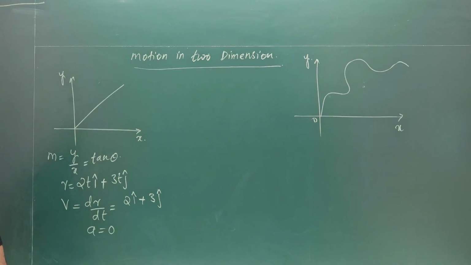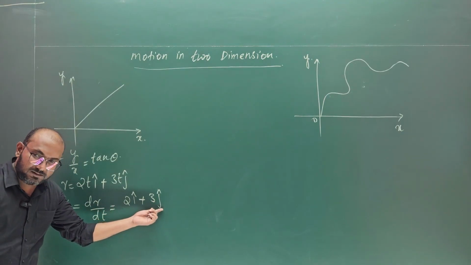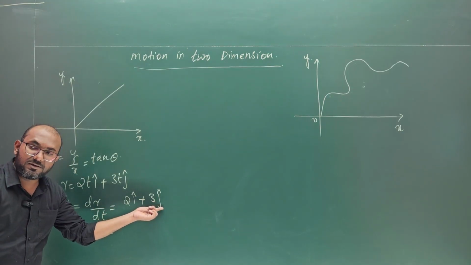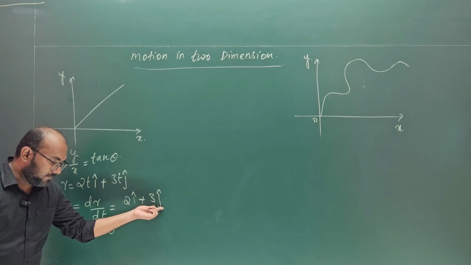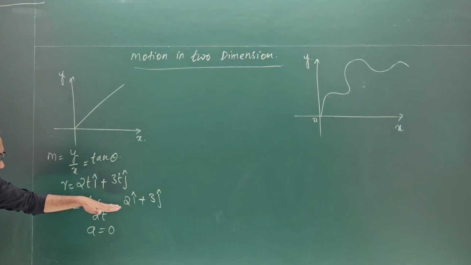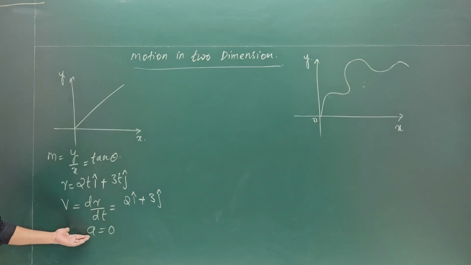So what are the two things we got in a straight line? Either the slope should be same at any point, or the velocity is constant in x-axis as well as in y-axis. Both x-axis and y-axis velocities are constant with given time. This velocity is not time dependent. And acceleration we got what?